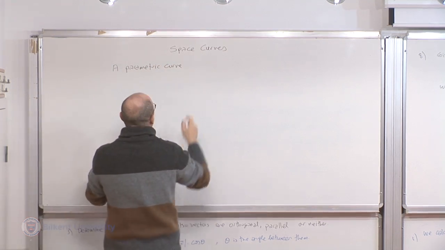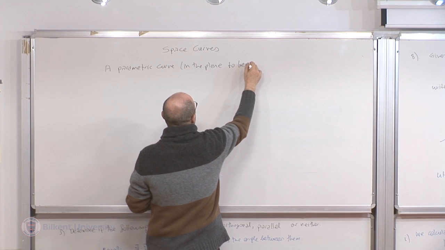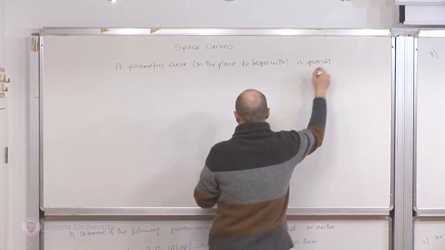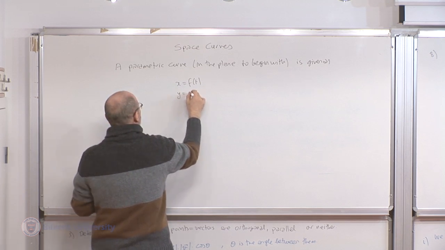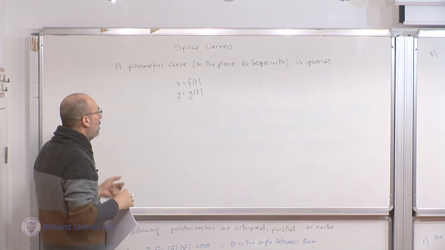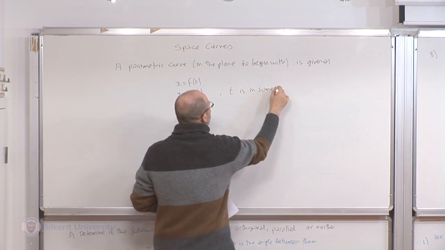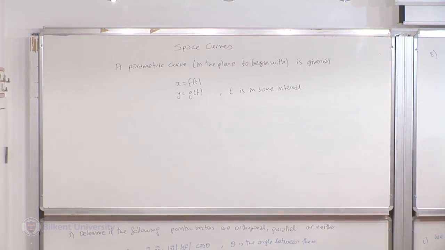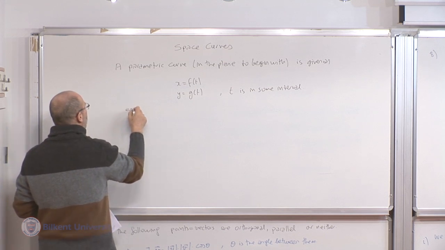so in our case, in the plane, to begin with, is given as x equals a function of t and y equals another function of t. Okay, so these are parametric equations. And here, t is in some interval. So this interval can be a finite interval, or it may be all of the real line. Okay. So our basic examples will be, well, we will have, okay, some examples.